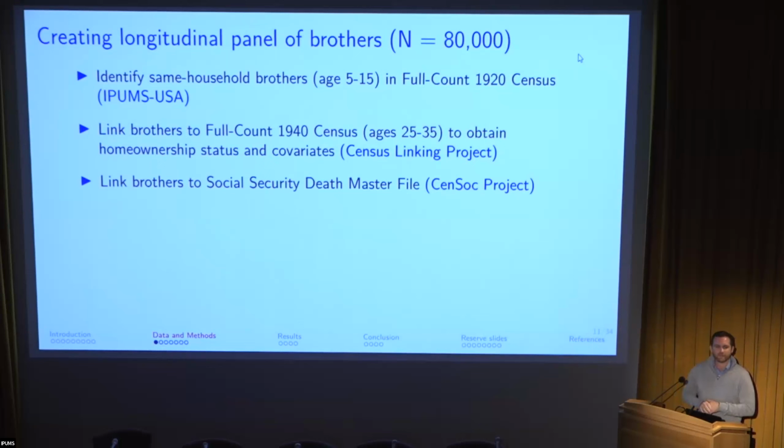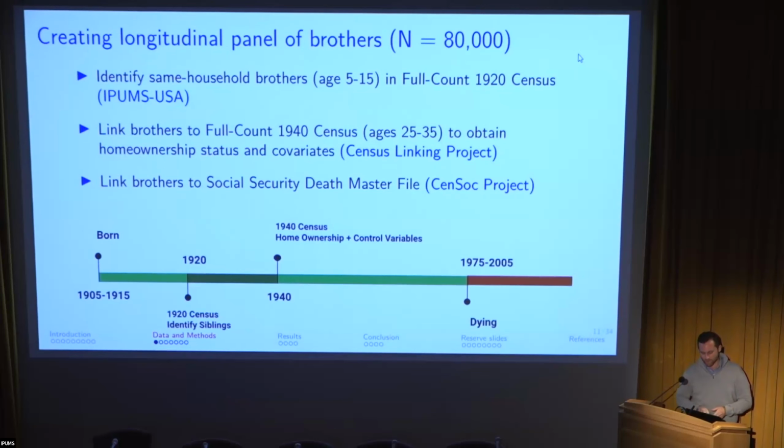So finally, using links from the CenSoc project, which we carried out at UC Berkeley, we linked these brothers to the Social Security Death Master File. Just to give you some sense, these brothers were born in 1905 to 1915. Those are the birth cohorts we're considering.